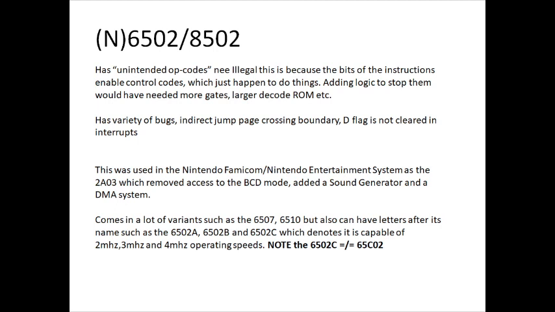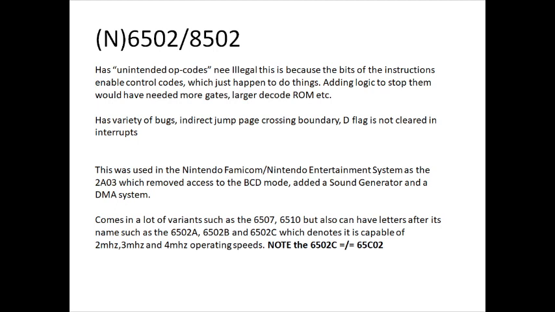For example, you can't use them in the Apple scene because some Apples have a 65C02 which does not have the opcodes. It's worth noting the 6502 had a few bugs left in it. The indirect jump page crossing boundary, that's a doozy. The D flag not being cleared in interrupts can bite you sometimes too.